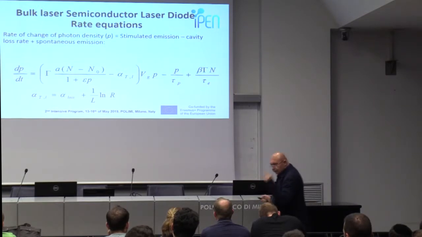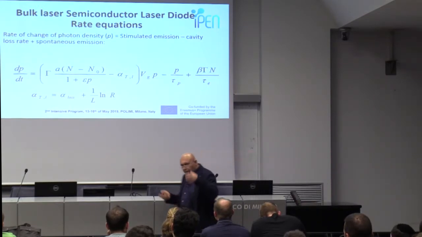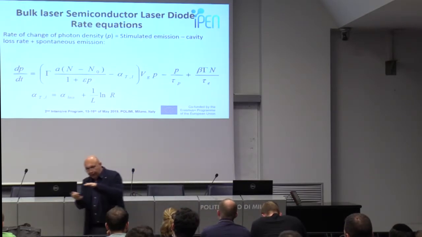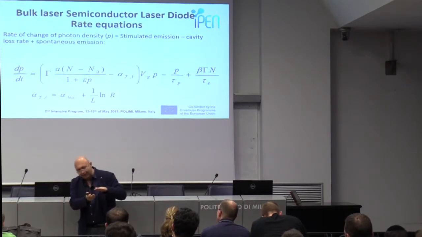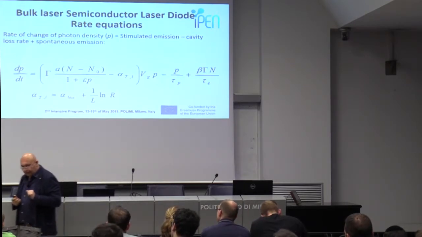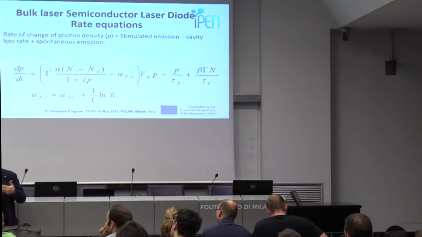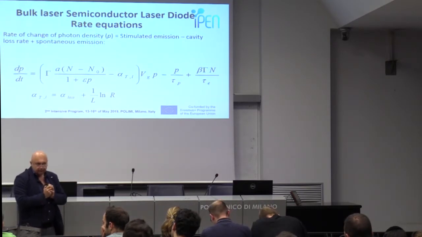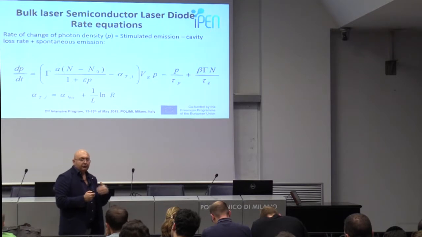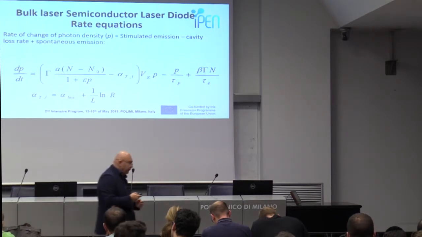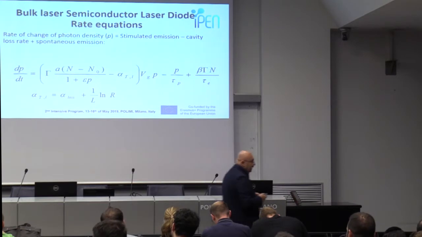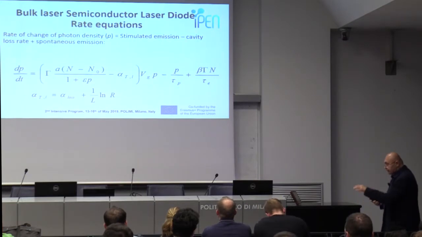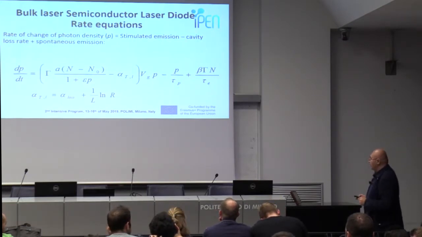Gamma is the portion of photons which are confined in the active region. Because if I have a waveguide and I have the propagation of electromagnetic field in the waveguide, not all amount of energy will stay in the waveguide. The part of the energy will go outside. So gamma is the so-called confinement factor, and it describes the amount of electromagnetic energy which is guided in the device.